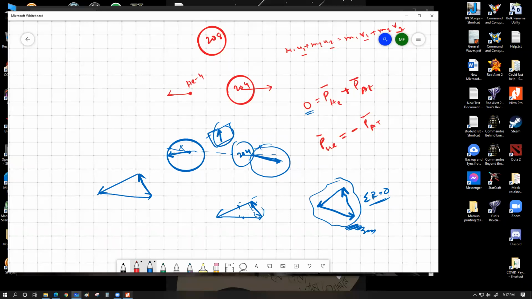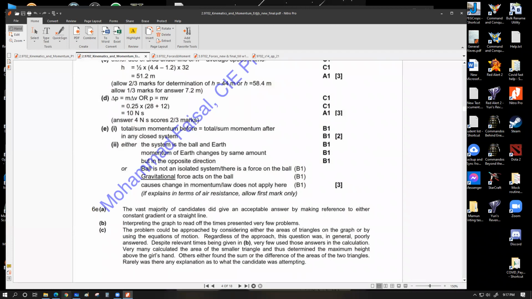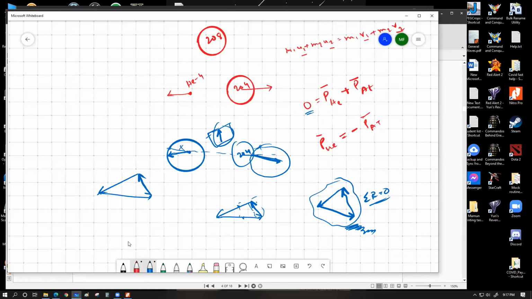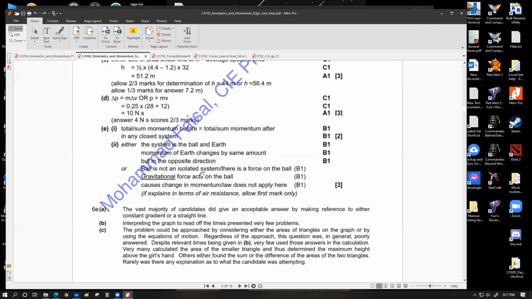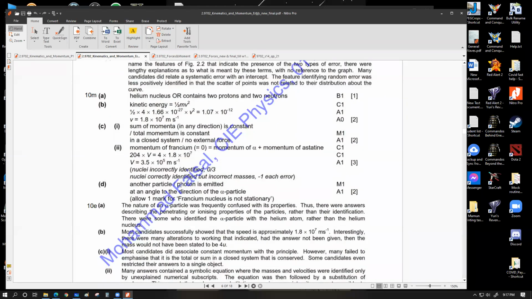So if you have a look at the mark scheme, this is what they say. Do you know what the question number was? Sir, number 10. Number 10. Another particle or photon is emitted at an angle to the direction of alpha particle. So they have only mentioned an angle to the direction of alpha particle.